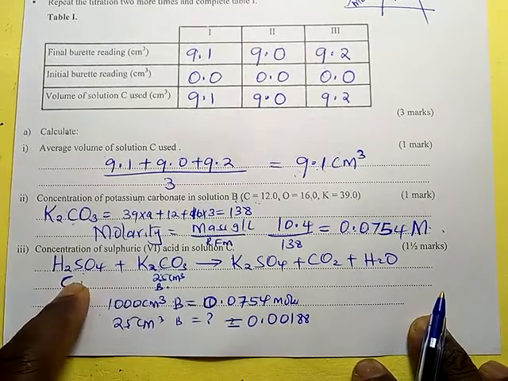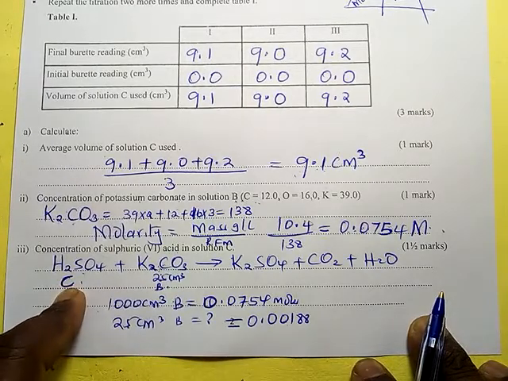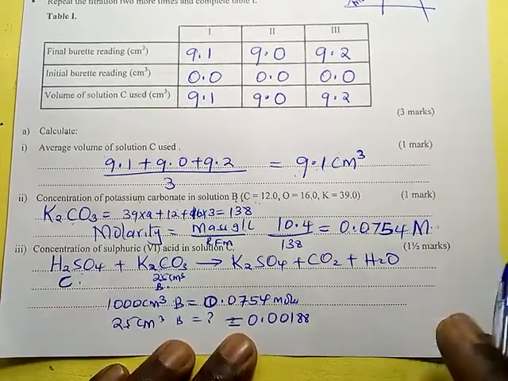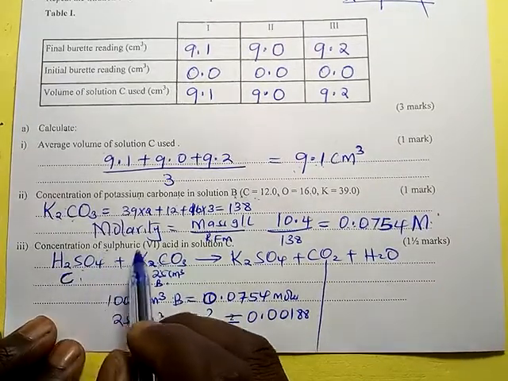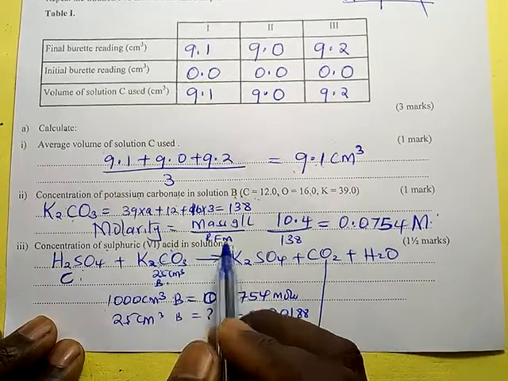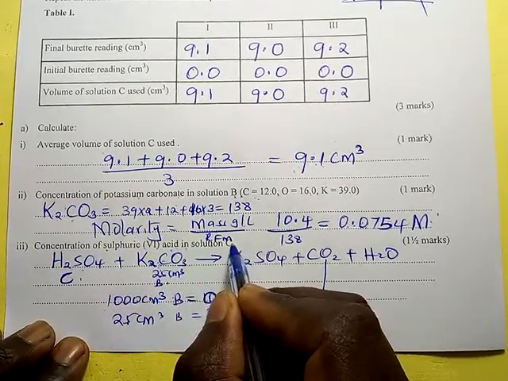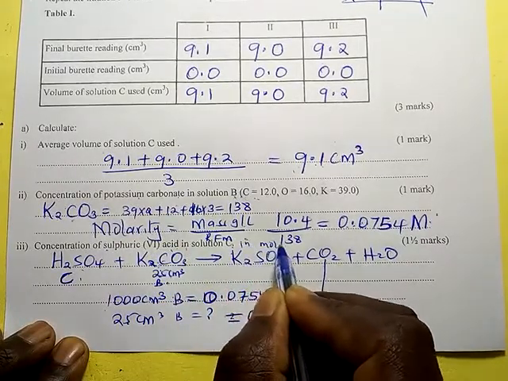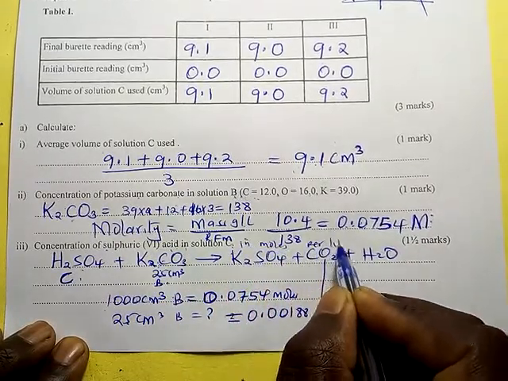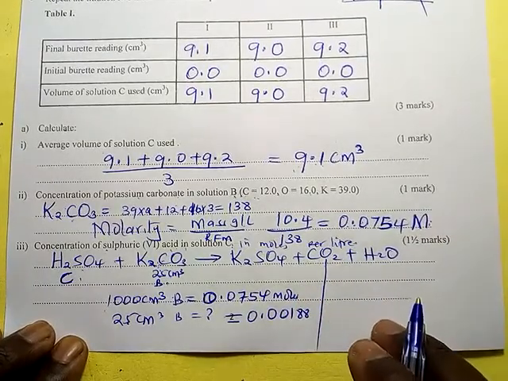But what is solution C? Remember, it is sulfuric acid, which was initially called A. Very good. But the question is asking us to calculate the concentration of sulfuric acid in solution C. Concentration meaning molarity, in moles per liter. So we are calculating the concentration.